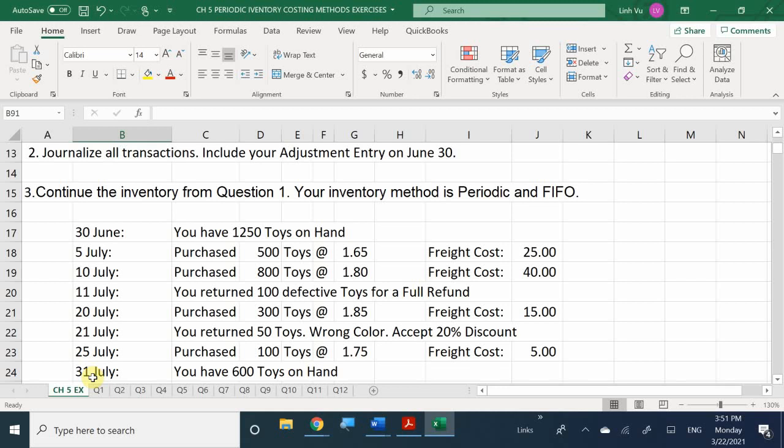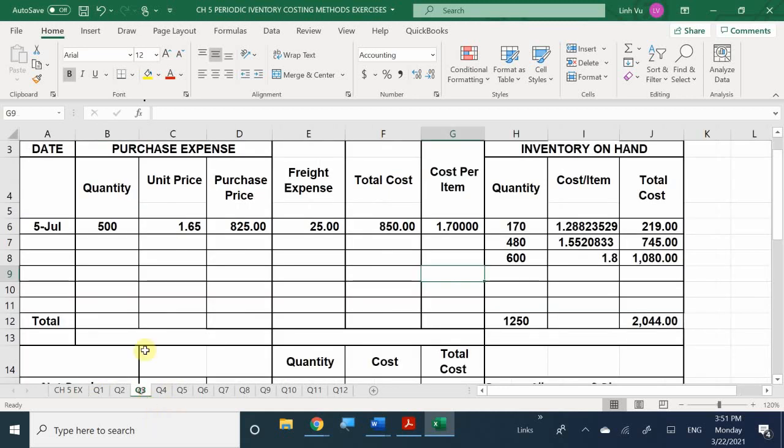Purchased 800 toys at $1.80 on July 10th. Okay, July 10, 800 at 1.80, freight costing you 40. So here, July 10, 800 units at $1.80 with a freight of 40. So what's my total purchase price? 1440. Plus my $40 freight to give me a grand total of 1480. My cost per item is going to be 1.85. 1.85 even. Perfect.